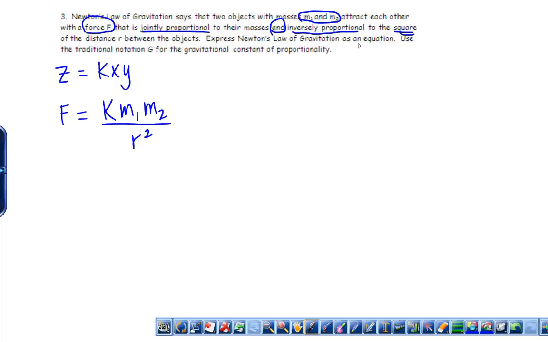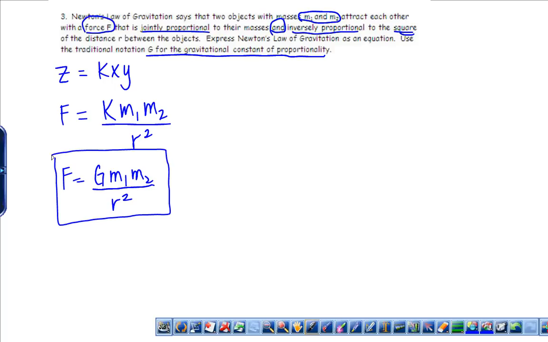It says express this as an equation, which we have done. Use the traditional notation G for gravitational constant of proportionality. So this is the only thing that I haven't done. My constant of proportionality is really going to be K, so I'm just going to replace that. So this is going to be G times my masses over my distance between the objects, which is R. So this is really all they're asking you.